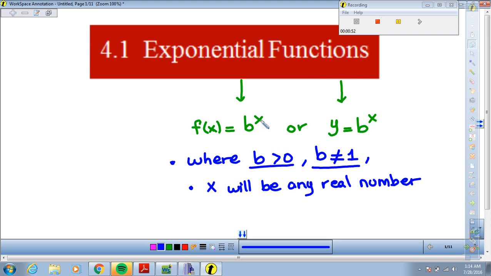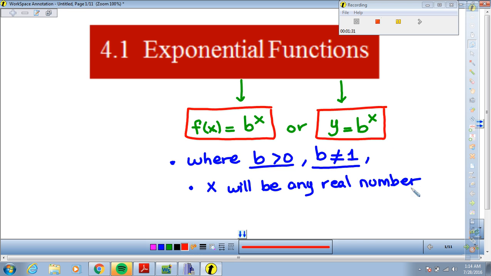X on the exponent will be any real number from the ones that we know, right? Like any positive, any negative number, any integer, any fraction. It could be a decimal at times. Basically any number that you can think of on the number line, it's a real number. So just learn from here that this is the format of an exponential function. This right here that I'm putting in red boxes.